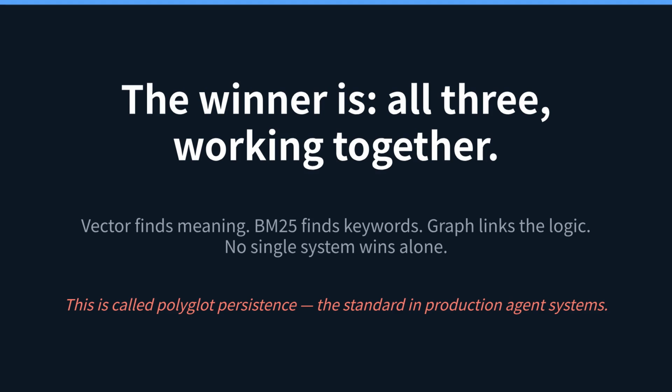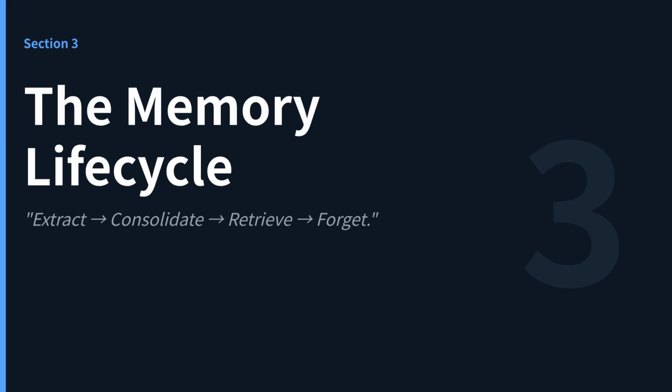When you ask the agent a fuzzy question, the vector database finds the semantically related memories. BM25 narrows it down with keyword precision, and the graph database links the dots across entities and time. Together, they cover each other's blind spots. Let's talk about how memories actually move through the system over time. This is called the memory lifecycle, and it has 4 stages: extraction, consolidation, retrieval, and forgetting.